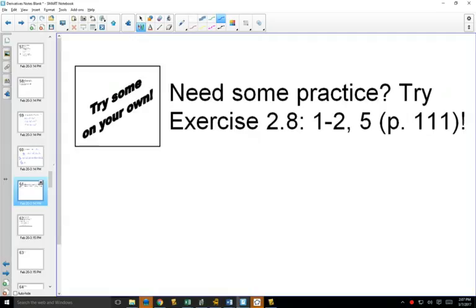So there is a list of some practice for the second derivative.